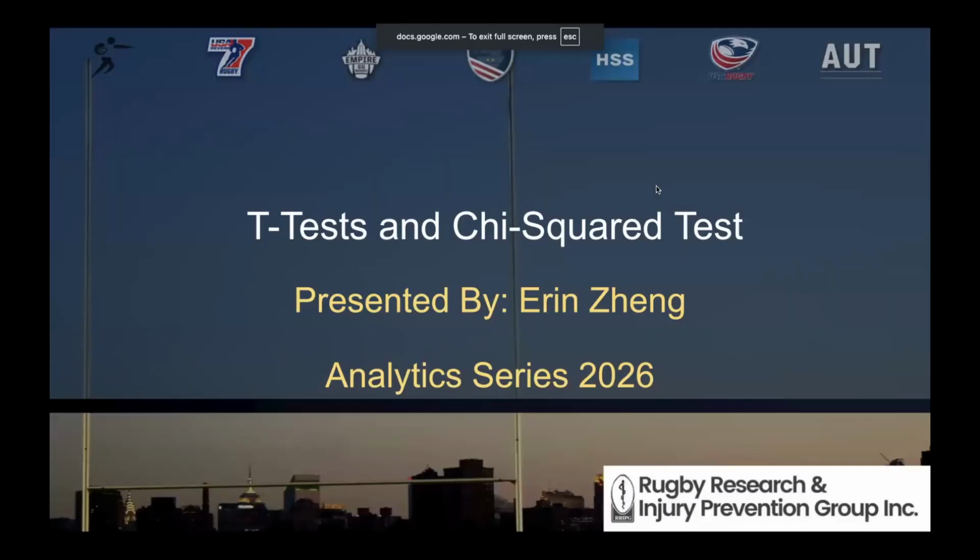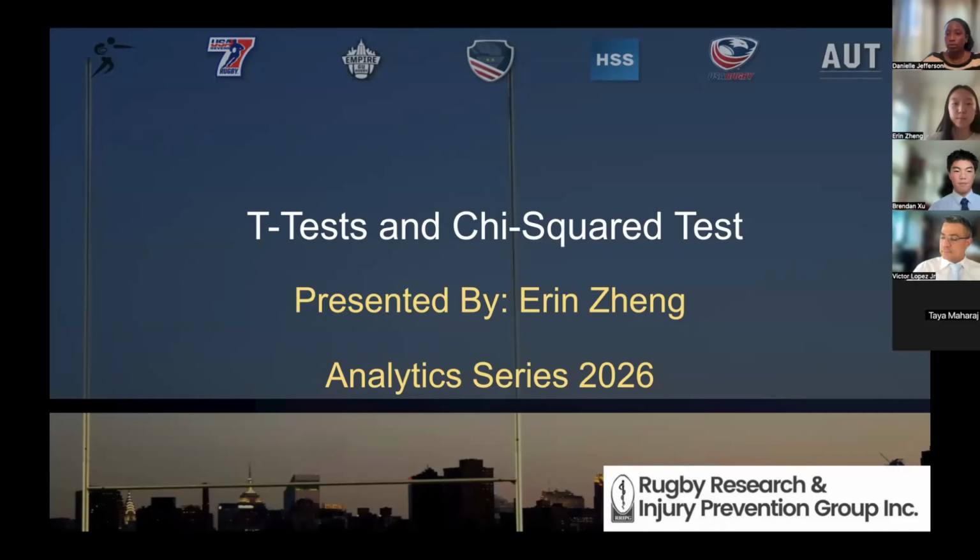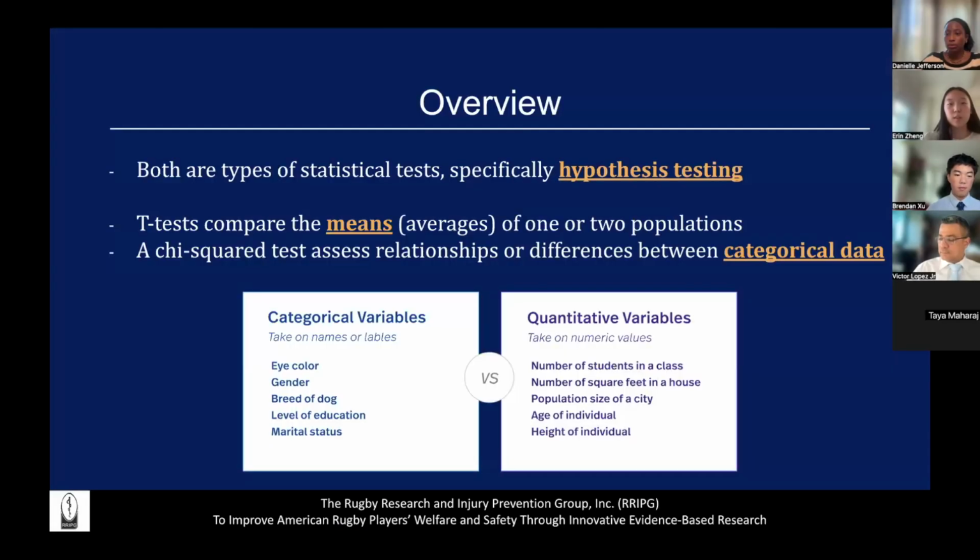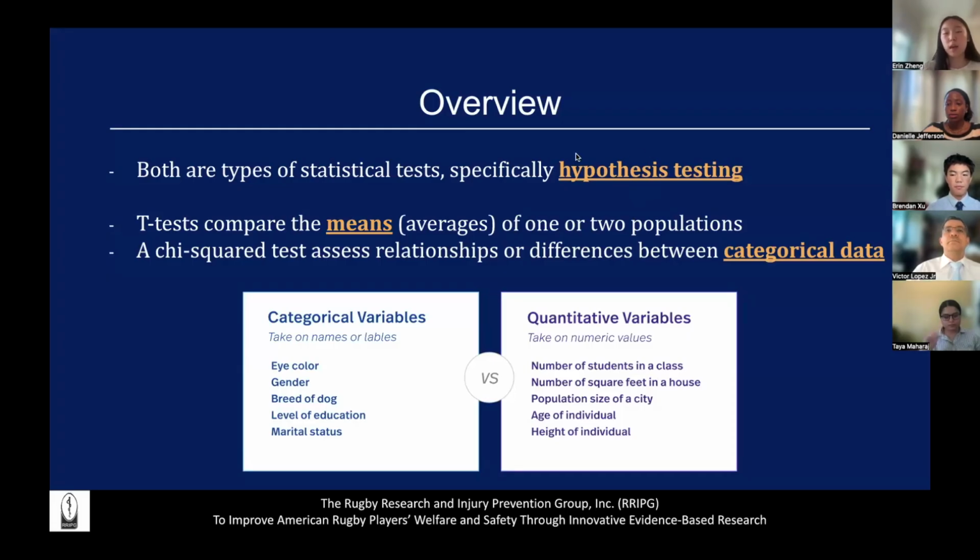Okay, so today I will be talking about t-tests and the chi-squared test, and they're very useful statistical tests used to determine if data is statistically significant or not. So here's an overview. They are statistical tests, specifically hypothesis testing, and I'll talk about that in the next slide. And the main difference between the two is just about the type of data that they're processing.